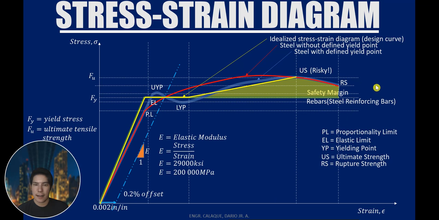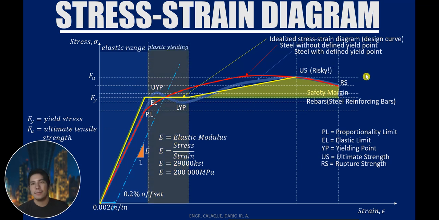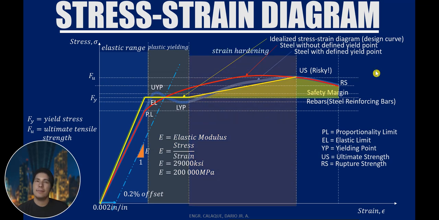Okay, so with respect naman sa energy absorption ng material natin, before that, yung nangyayari dito by range is from origin to elastic limit. We have this elastic range, elastic yielding, and then dito sa yielding plateau natin, we have this plastic yielding. So, yung yielding point to ultimate strength, yung nangyayari dito is strain hardening.